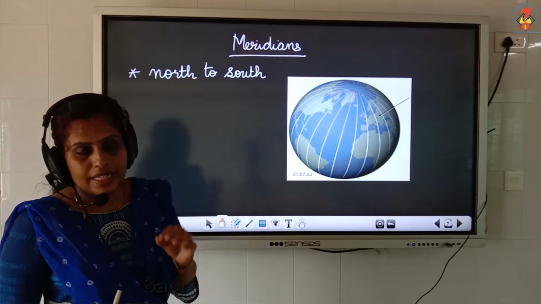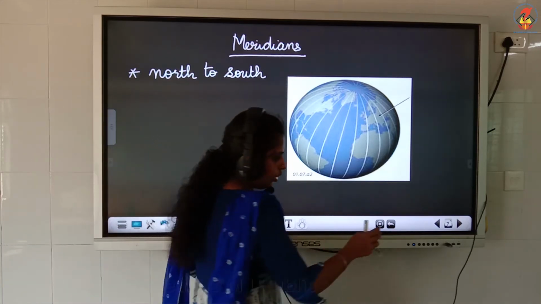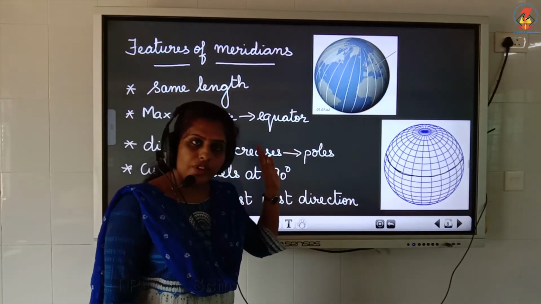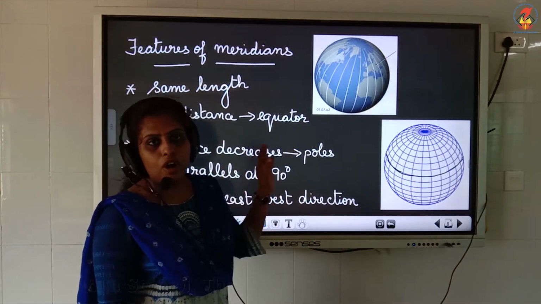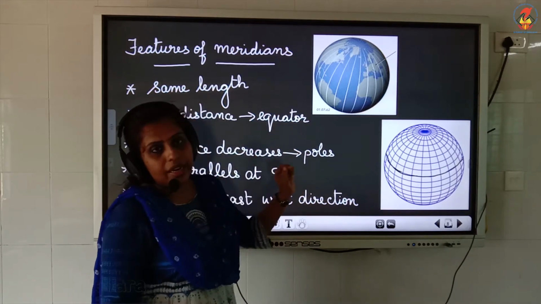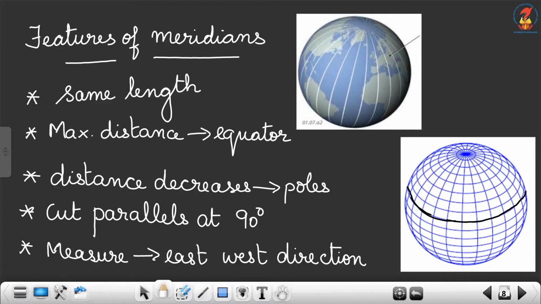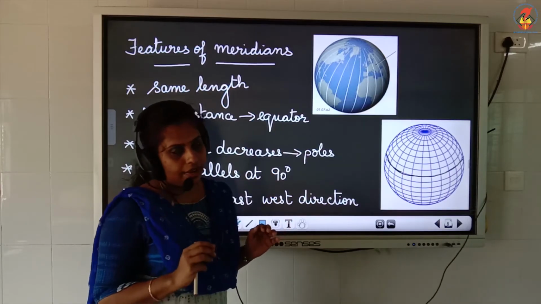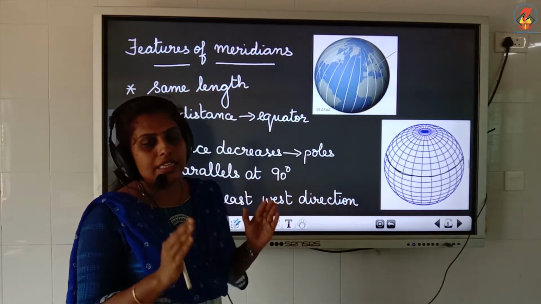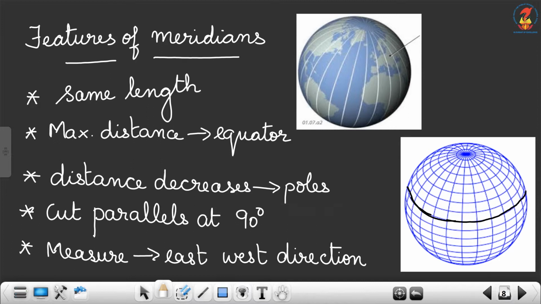Now let's see the important features of meridians. All the meridians are of the same length. The first feature is that all the meridians are of the same length. You can see they are of the same length, right? Let's take the second feature. If we take any two meridians, the distance between these two meridians will be maximum. Let's see the picture here.